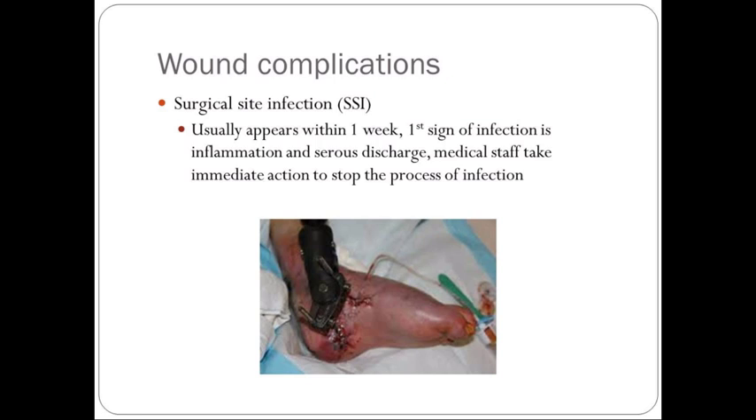Surgical site infections can occur at any time, but it's usually during the first week after surgery. The first sign is inflammation and discharge from the incision. As soon as an infection is suspected, medical staff take immediate action. This can be in the form of antibiotics or washing out the wound and removing dead tissue, which is called debridement.